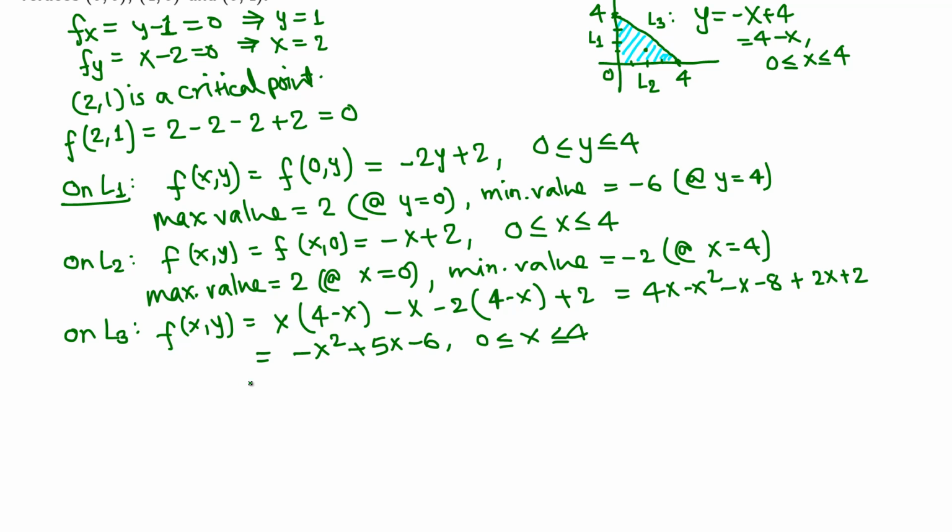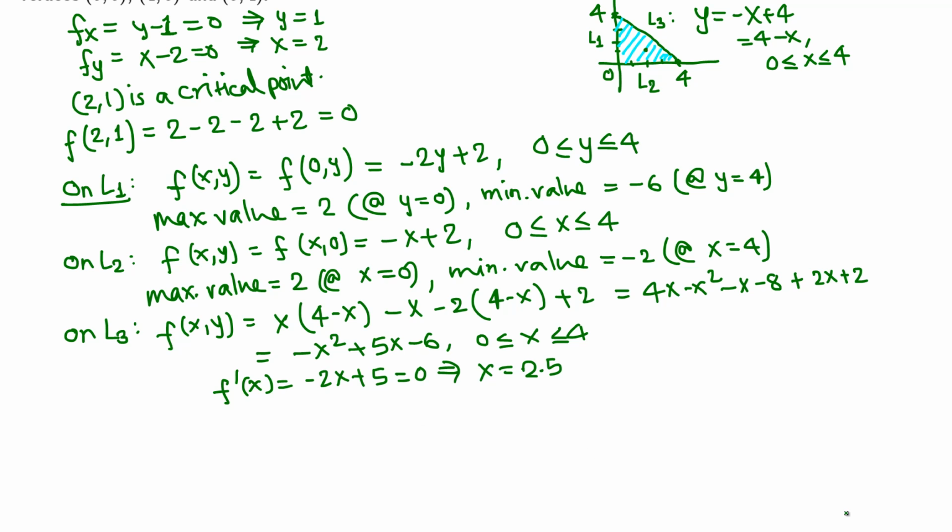If we just find the derivative for this one, a regular derivative, because we have only one variable x, that is negative 2x plus 5. When we set this equal to 0, that implies x equals negative 5 over negative 2, negative over negative, positive, so 2.5. Now we evaluate this function at 2.5.